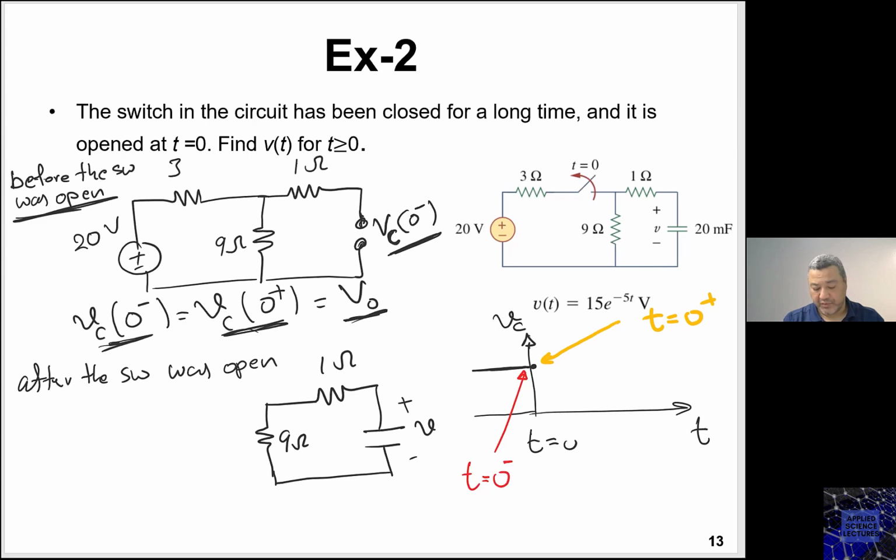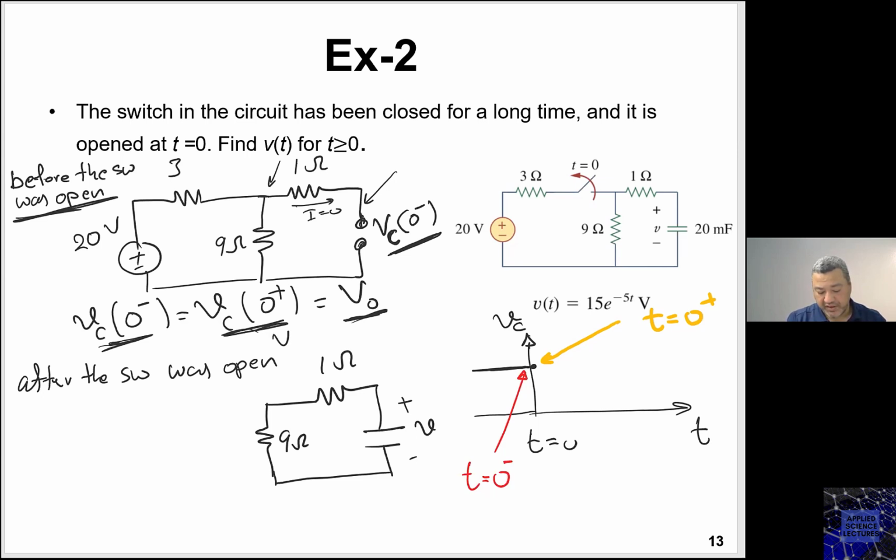VC0 minus, the voltage here, is the same as the voltage across the 9 ohm, right? Why? Because the current here is 0. Remember when we said that when we have a resistor that is an open circuit like this, the potential at this point becomes the same as the potential at this point. So in this case, VC0 minus, which is the voltage across the capacitor, becomes the same as the voltage across the 9 ohm. And in this case, this would be a voltage division, right?